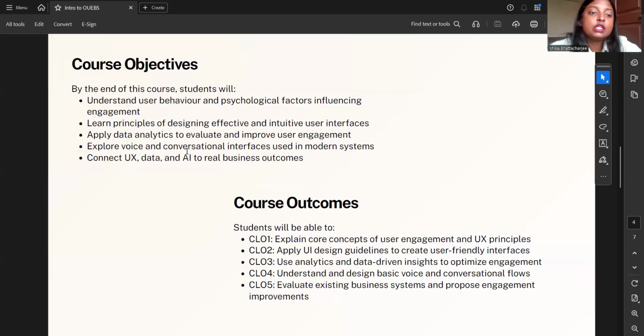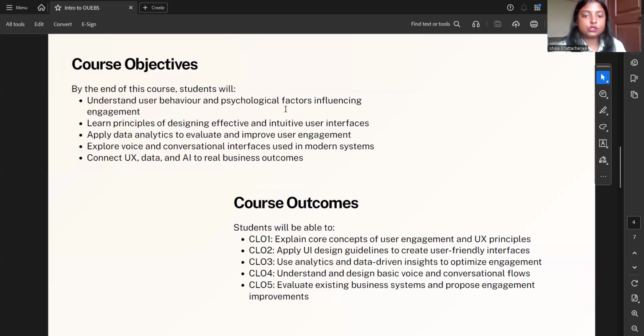Next, we are going to connect UX, that is user experience, data, and AI to real business outcomes. So we are going to see some real life scenarios also, right? Now, these are the course objectives. I'm going to tell you what are the course outcomes.